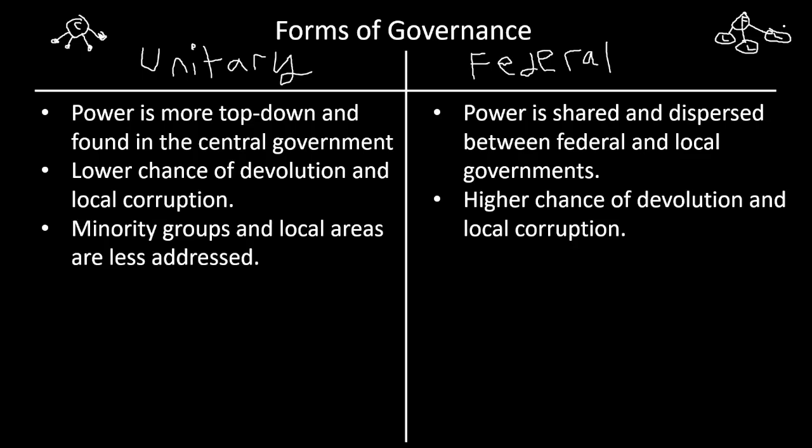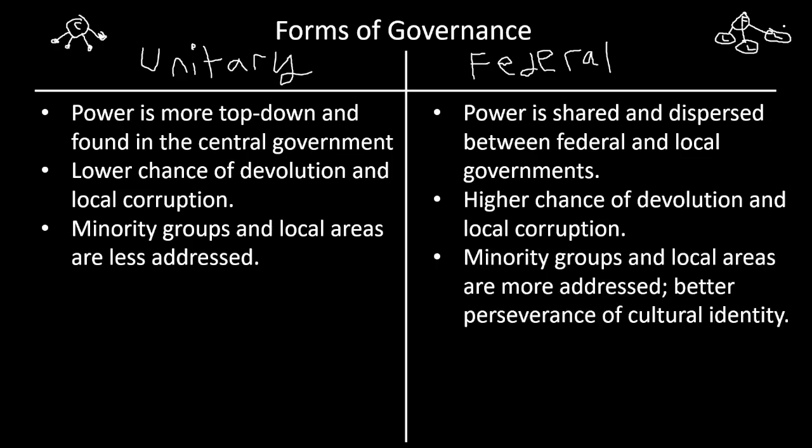In unitary states, minority groups in local areas are going to be less addressed because the central government is going to focus more on the majority of the country. So if ethnicity A makes up 90% of the country and has no problems, and ethnicity B is having issues with land destruction, ethnicity A is going to be favored and heard more and addressed, most likely, in a unitary government because they make up more of the population. In local areas, maybe public service is lacking in a certain area. Maybe a city is having high crime rates. The unitary state may not focus on that because it's not what's happening in the rest of the country.